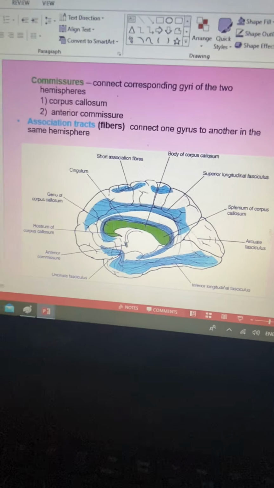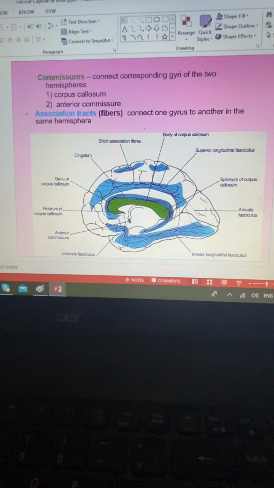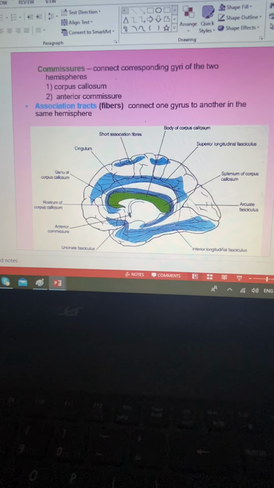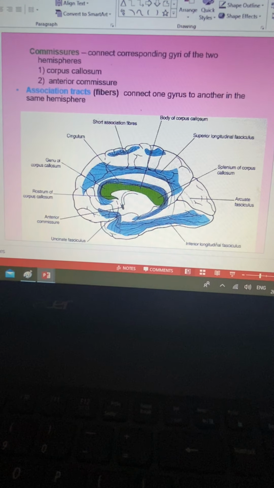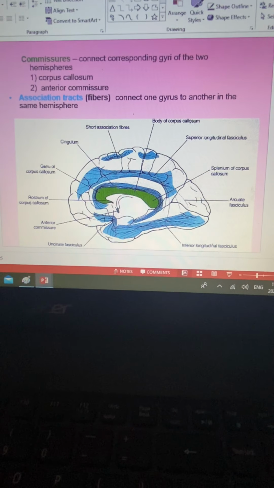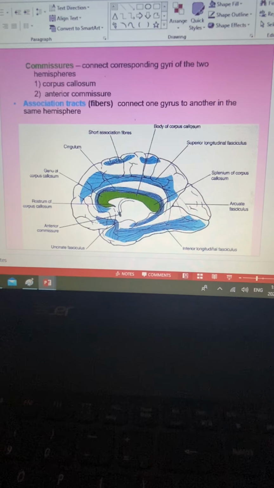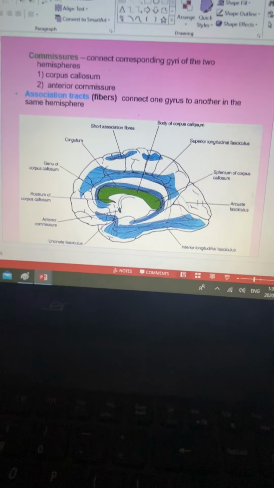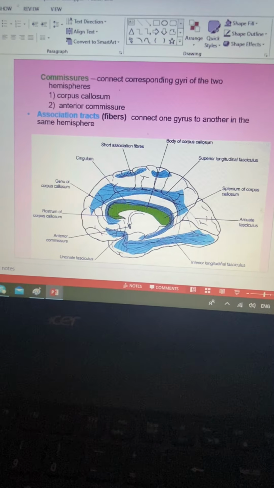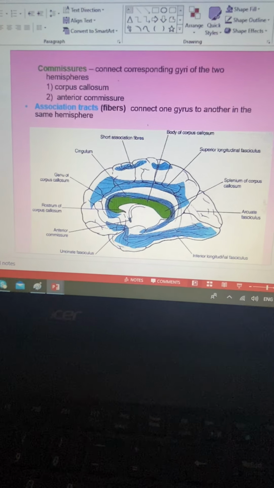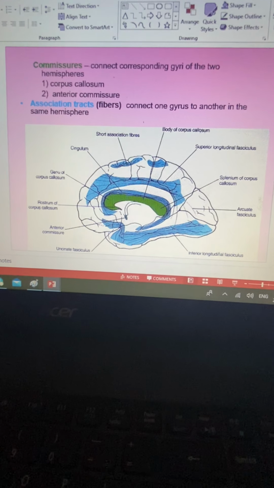Okay, then we come again to the commissures. You must be very clear with the commissures. They connect the corresponding gyri of the two hemispheres, that is, the corpus callosum and the anterior commissure. Then we have association fibers. They connect one gyrus to another, but in the same hemisphere. Always remember with your mnemonic that commissures cross their limits, from one hemisphere to the other hemisphere, while the association fibers never cross their limits.